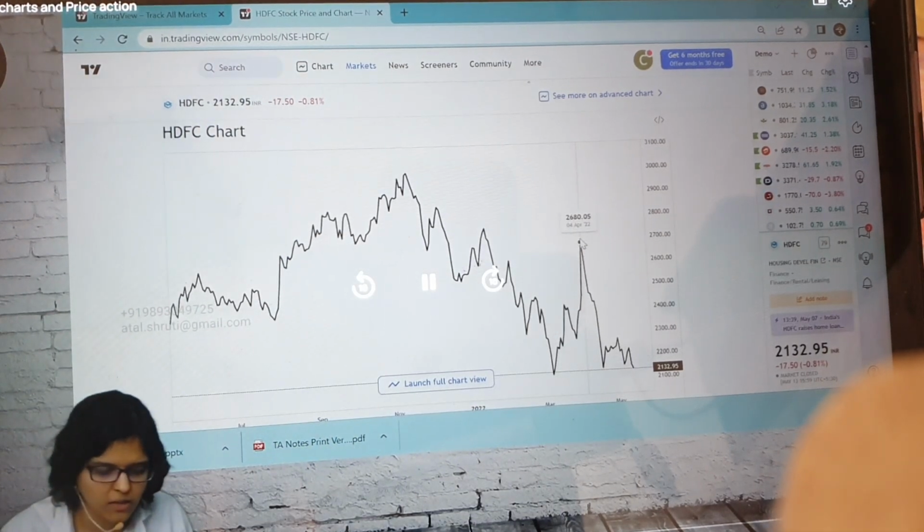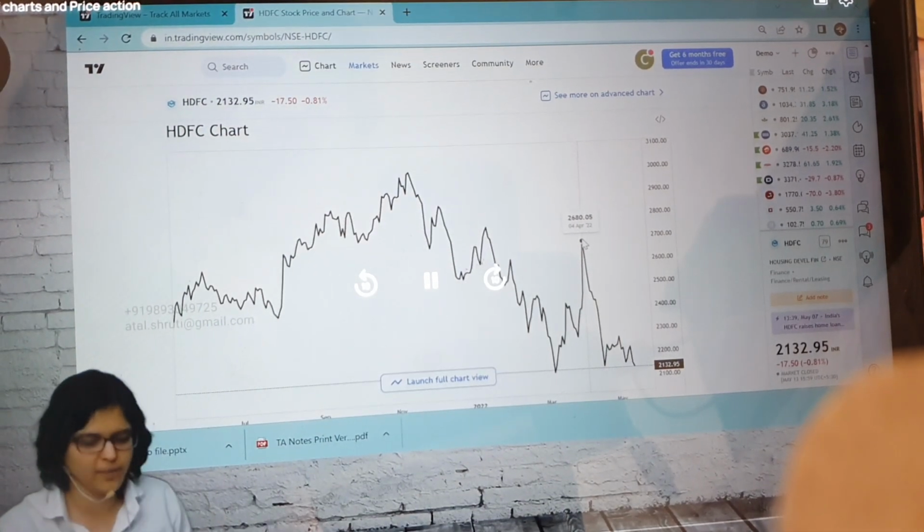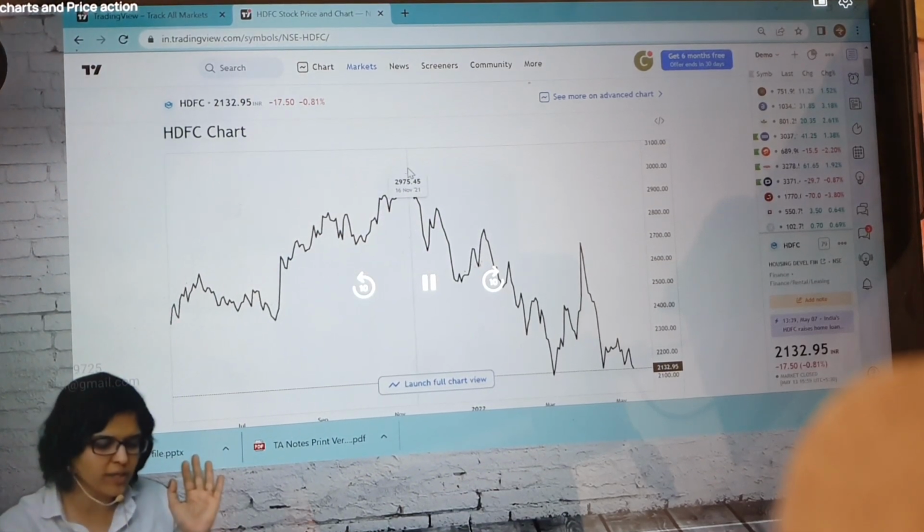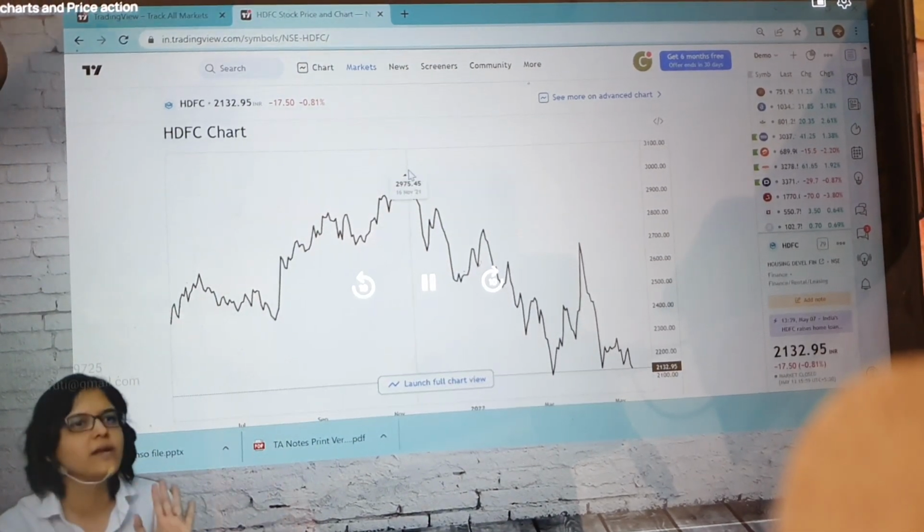I want to answer again. 4th April 2680.05. What is this? Closing price of HDFC on this date. One last. 16 November 2021 2975.45. What is this? Closing price of HDFC on that date.